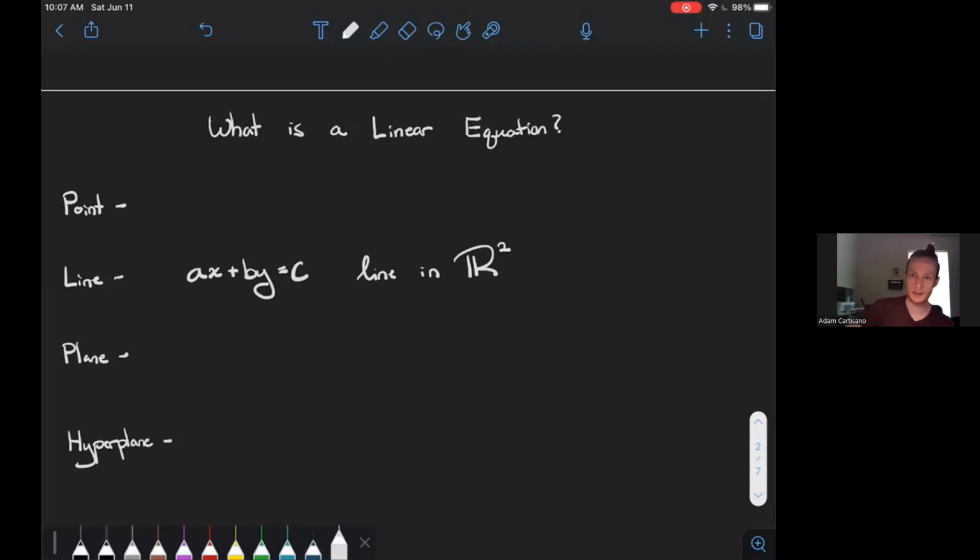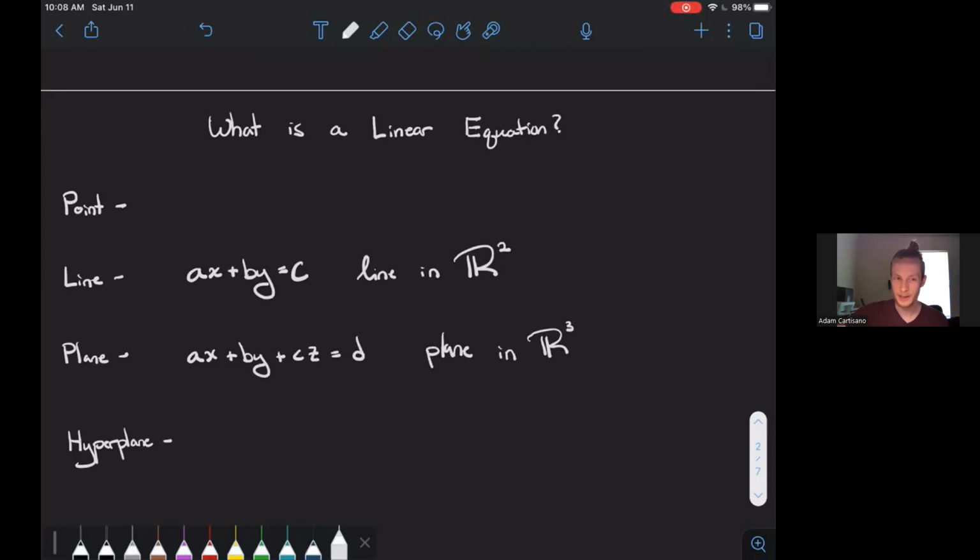You may have also seen, especially if you've taken or are planning to take Calc 3, the equation of a plane in R3. So this is ax plus by plus cz equals d. This is a plane in R3. So these are the two most common, most familiar expressions of just a single linear equation.